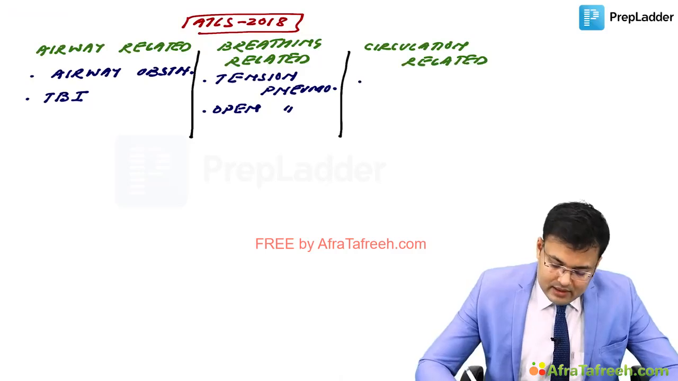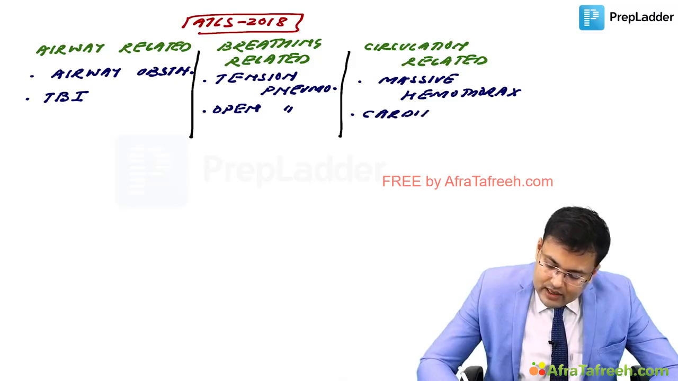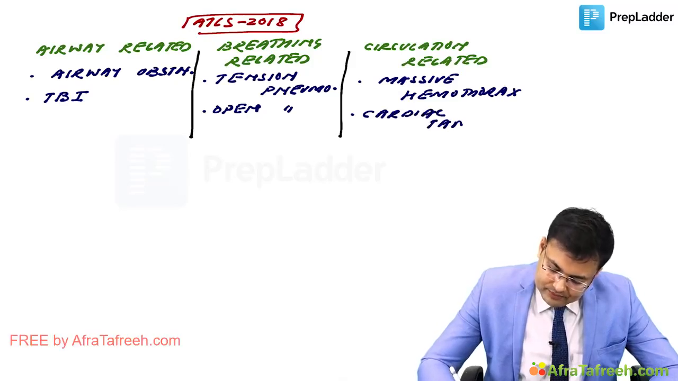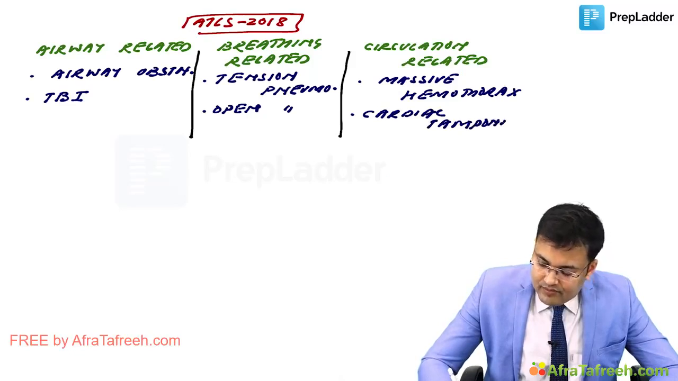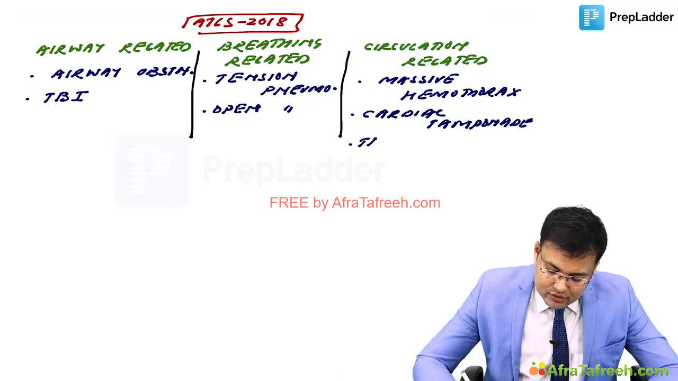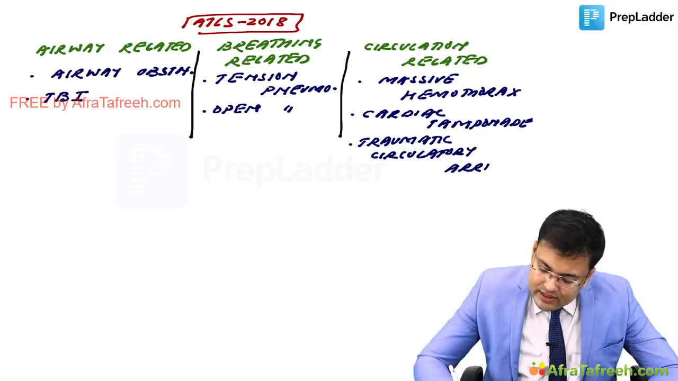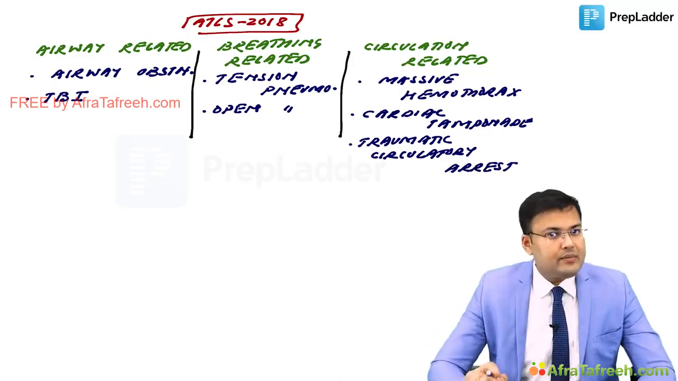Circulation related, massive hemothorax. Sometimes patients are having cardiac tamponade, or traumatic cardiac arrest or circulatory arrest. Clear? So these are the life-threatening injuries during primary survey.